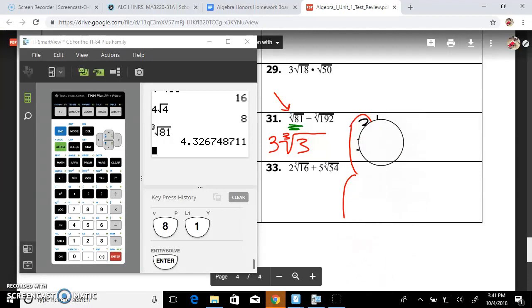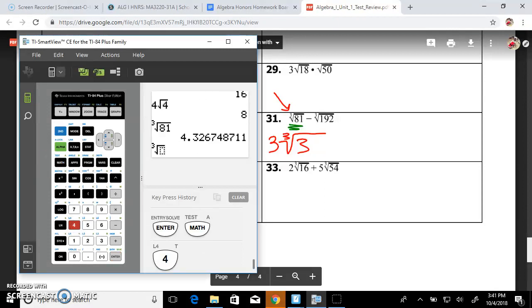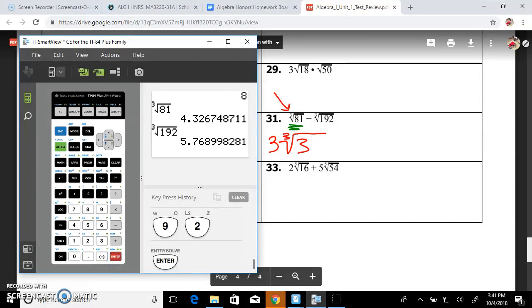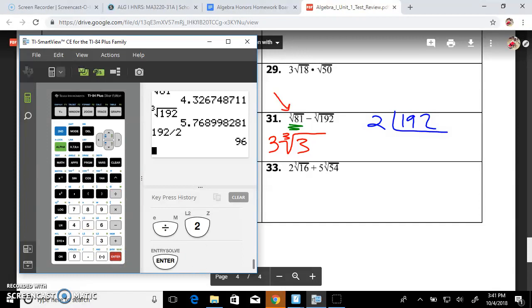Now let's look at the cube root of 192. Again, let's just check, see that it's not an integer. Math 4, the cube root of 192. Yeah, that's not an integer. We're going to have to simplify it the old-fashioned way. 192. That's divisible by 2. We get 96.